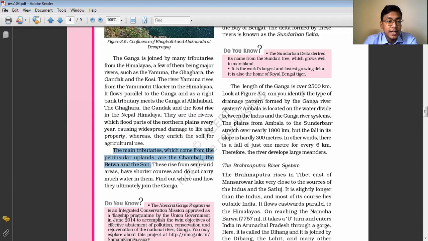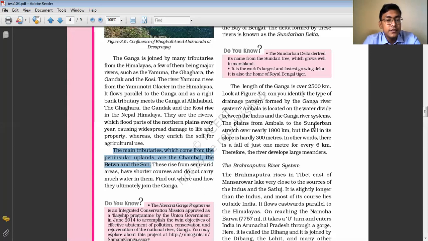To be more precise, these three rivers originate from the Central Highlands. They flow towards the eastern side, and they ultimately join the river Ganga.